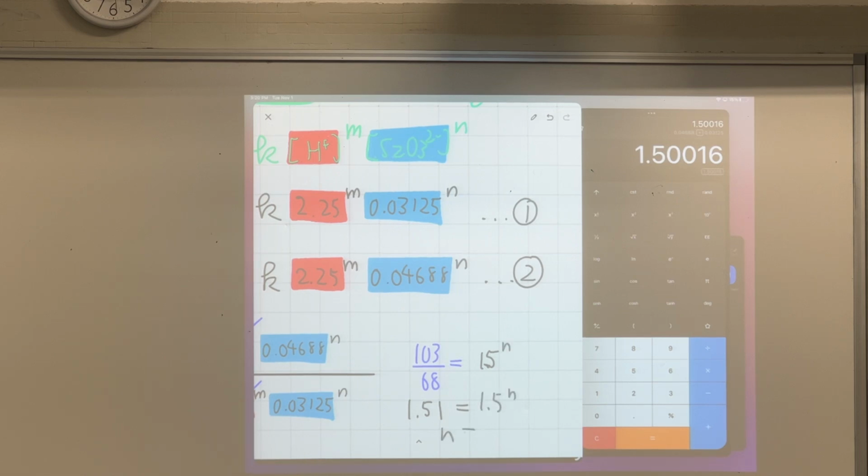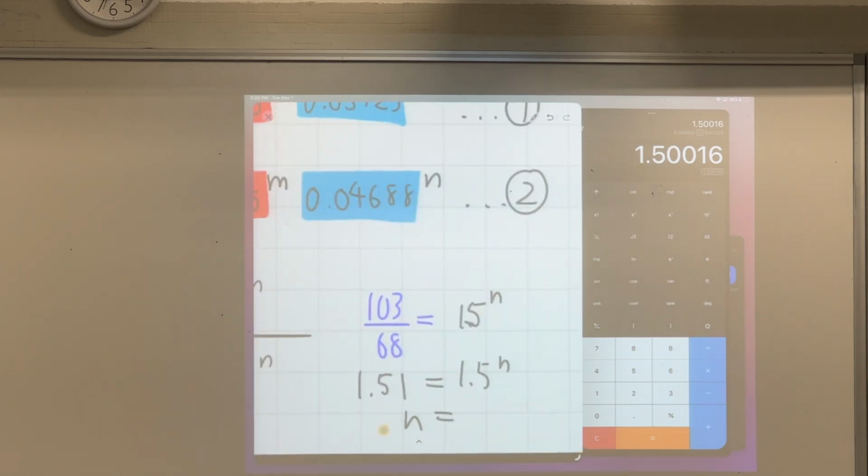So what must n be then? If 1.51 is equal to 1.5 to the power n, it's close enough to the number 3 over 2. But I mean n. n is close enough to 1, right? Because these two numbers are very similar, right? It can only be 1.